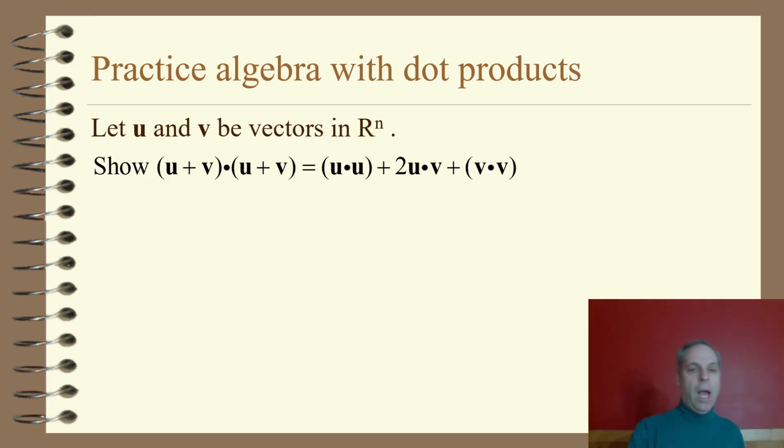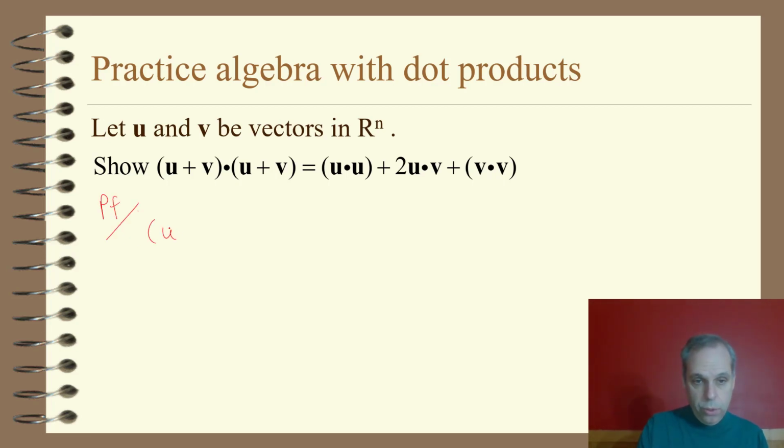So I'll show you. I'm going to prove that if you take the sum of u plus v and dot it with itself, u plus v, it's equal to u dotted with u plus 2 times u dotted with v plus v dotted with v. Again, the proof is very easy. This is not a proof by component. It's just using the algebraic properties.